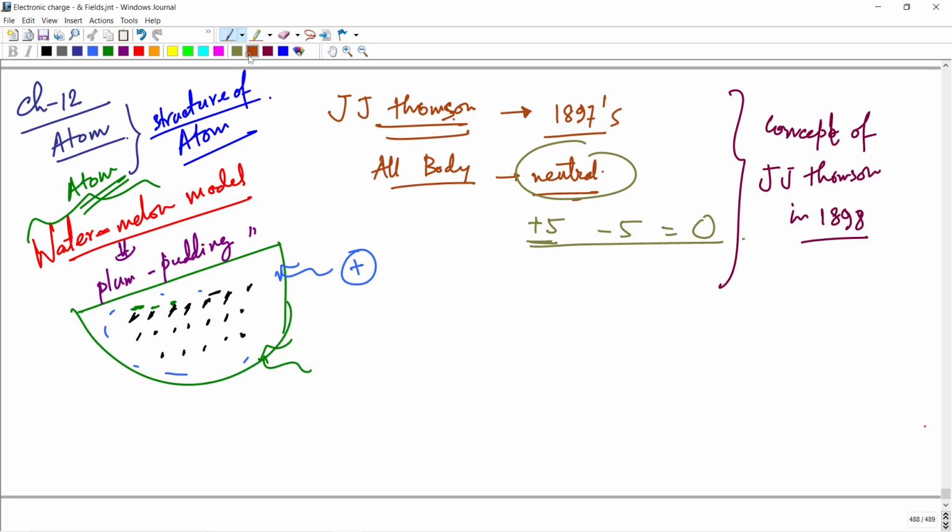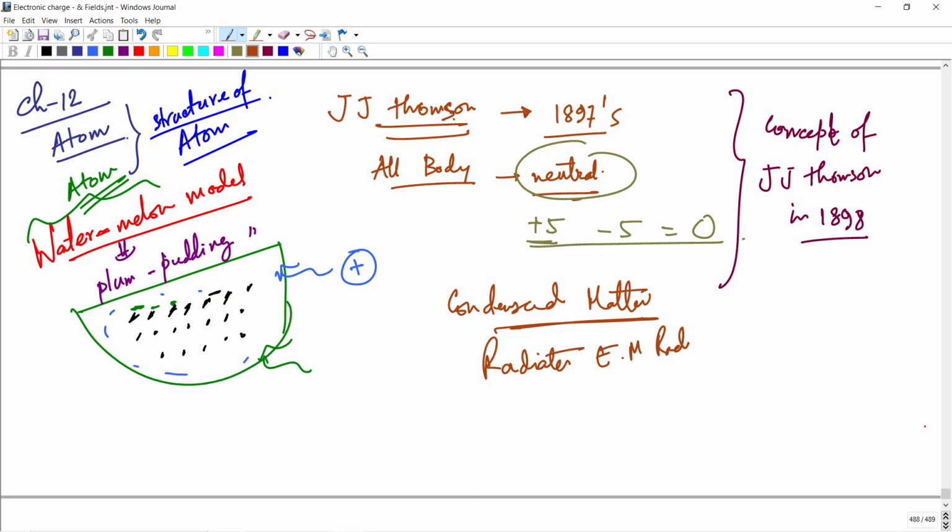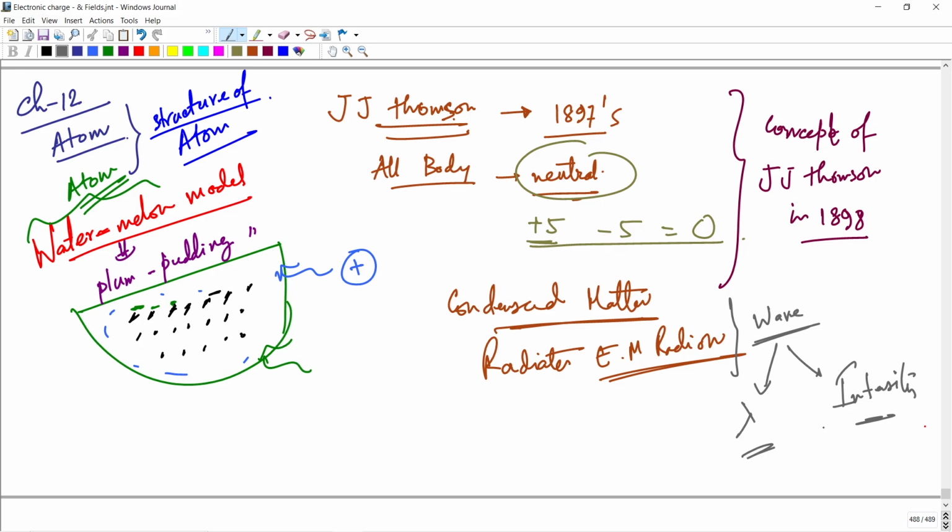So condensed matter radiates EM radiation. If there is radiation, there is a wave, so there is some wavelength and some intensity. Obviously these are different wavelengths and different intensities. That is the main concept from the radiation.